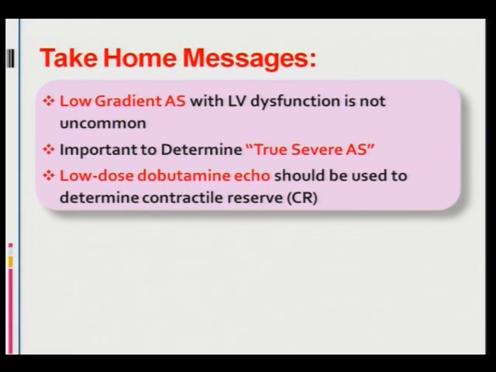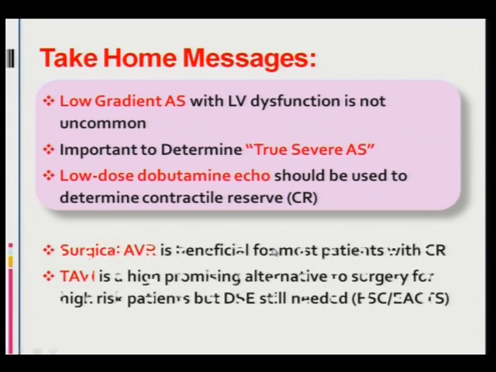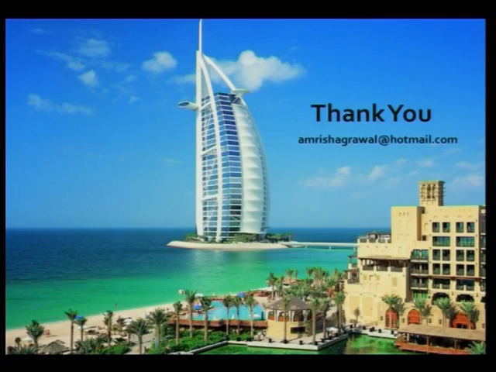So the take-home message is that low flow aortic stenosis is not uncommon. It is very, very important to determine true severe aortic stenosis. Low dose dobutamine should be used to determine contractile reserve. Surgical AVR is beneficial for most patients, but many of these people are elderly and have many comorbid conditions, so TAVI is a very good alternative. And in our centers in Fujairah and in Sharjah, we tend to use TAVI in these patients a lot.